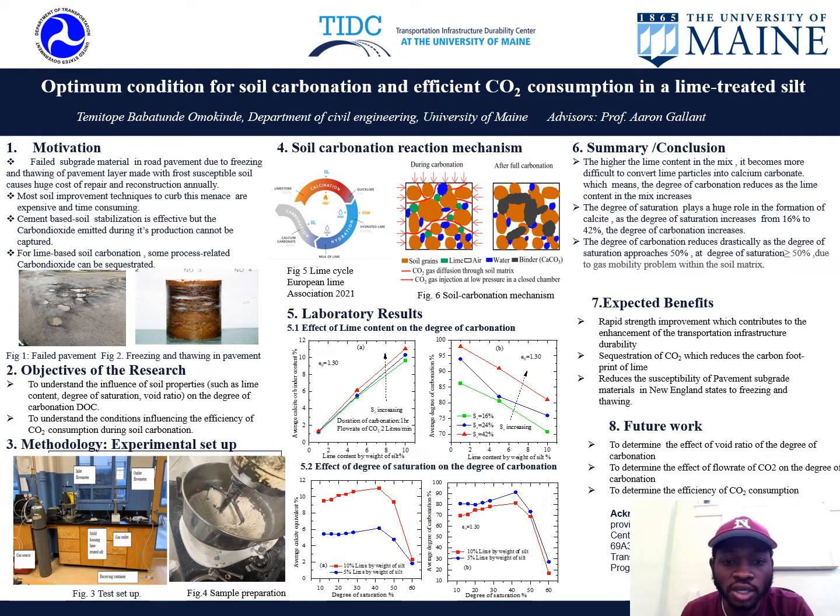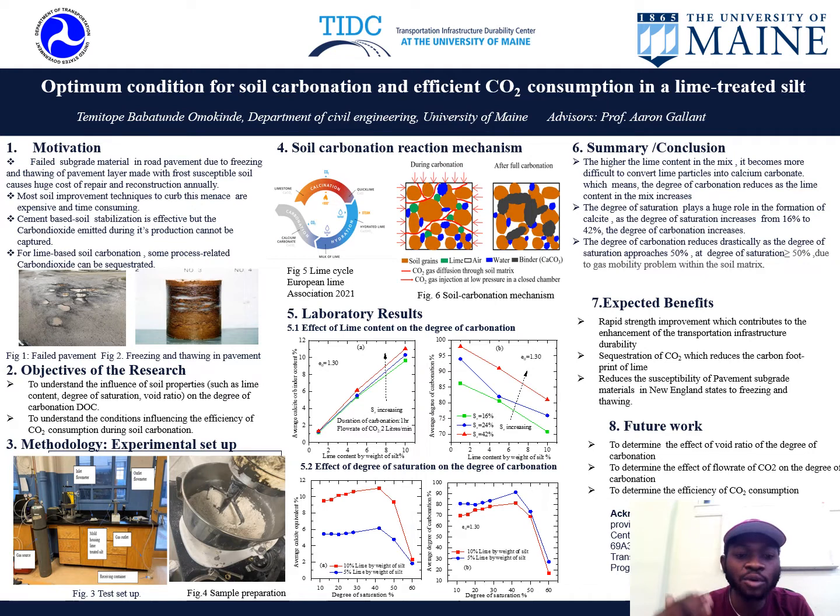So it is very difficult to convert the other lime particles that have been covered by the calcite into calcite. So as you can see in Figure 5.1b, the sample with the least amount of lime content has the highest conversion because less calcite is produced, which gives room for more lime particles to be converted into calcium carbonate. So the implication of this is that as the lime content increases, the conversion of lime particles to calcium carbonate becomes more difficult.